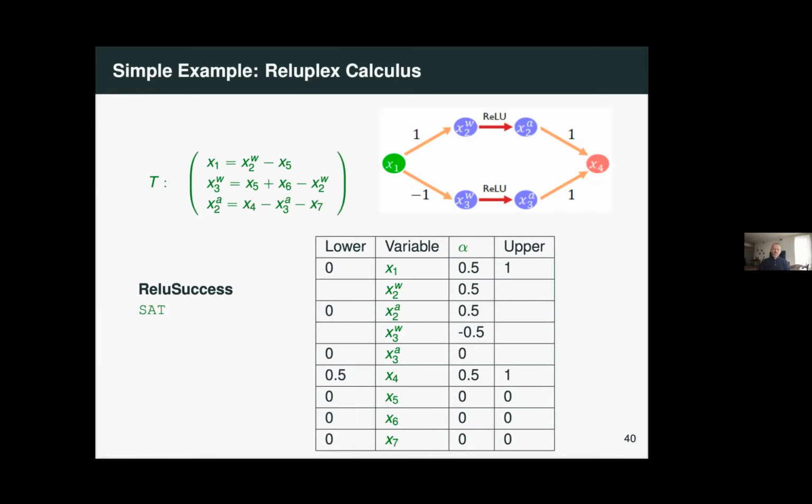Okay, so notice that what we did here is different from what the naive SMT encoding would have done. The naive SMT encoding would have introduced 2 if-then-elses for these ReLUs, and it would have split on those first. We did this whole thing without any case splitting at all. We just did a bunch of derivations and then eventually found a successful assignment.